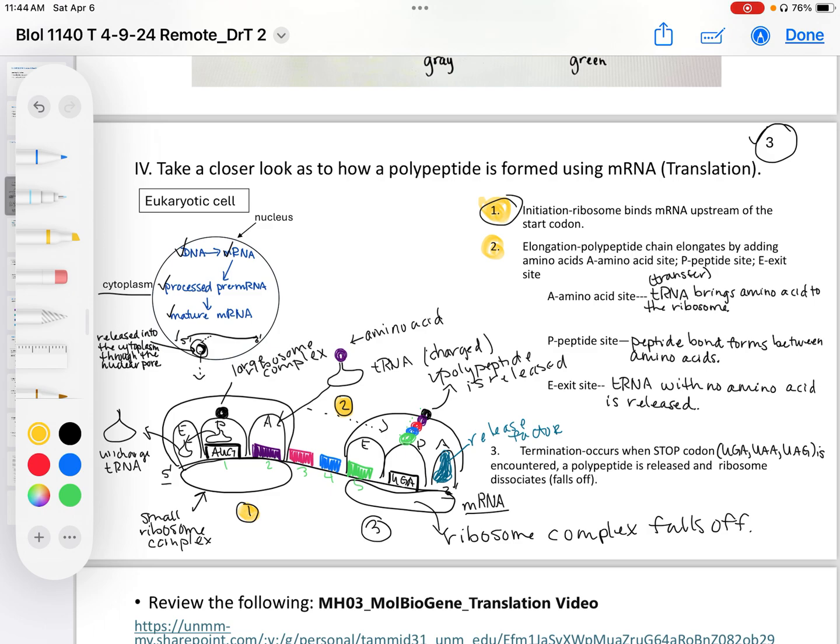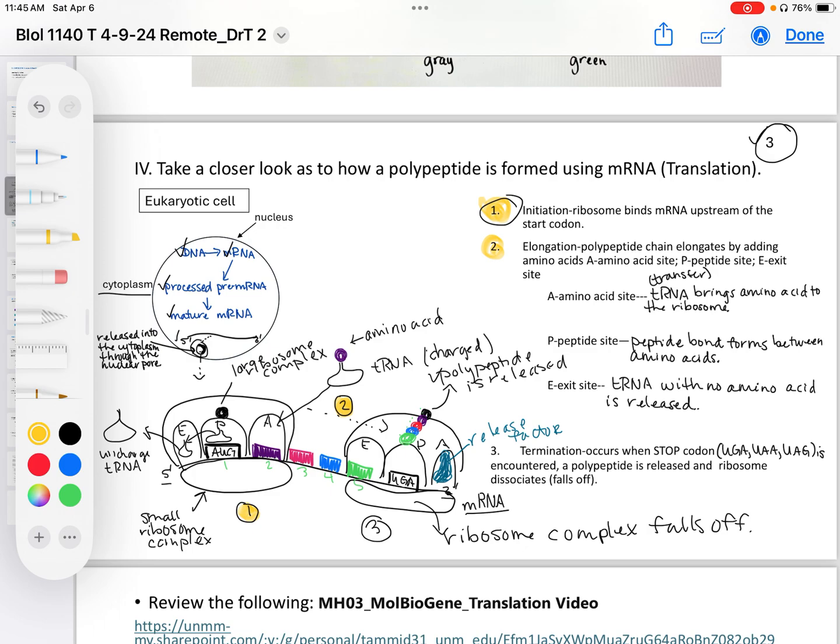Elongates by transfer RNA bringing amino acids to the A site. Then that gets passed on to the P site, which is the peptide site. That peptide site is what builds the bond, that peptide bond between the amino acids. So then it attaches it. And then that empty tRNA gets moved to the E site, which is the exit site, and then gets released.